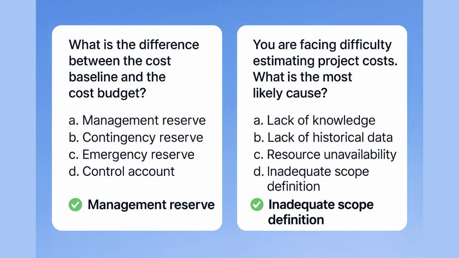Let's wrap it up. The cost baseline is your approved spending plan. The cost budget adds a management reserve for a complete financial picture. And if your estimates fail, check your scope clarity first.